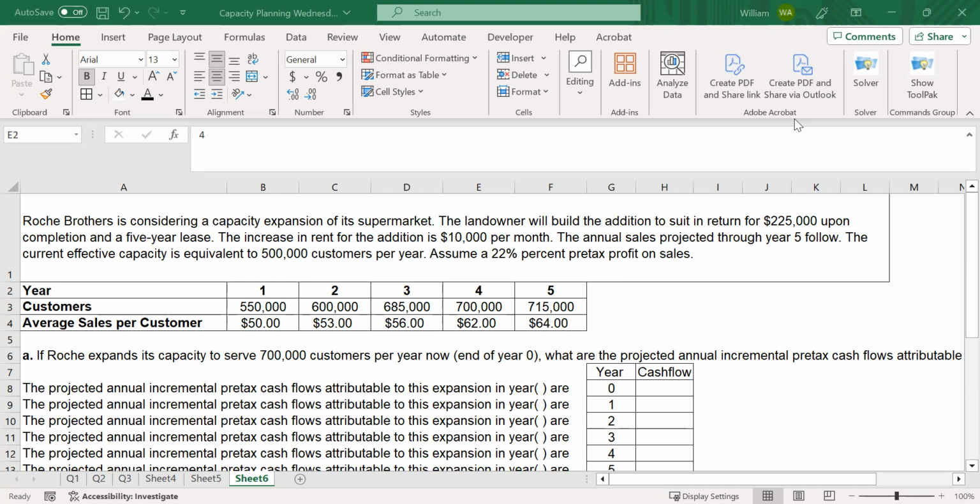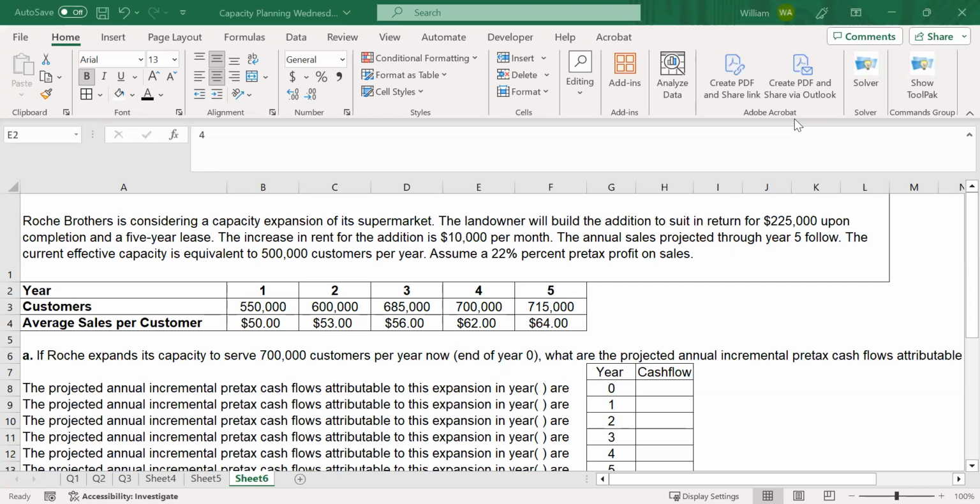that were asked here. This question read, Roche Brothers is considering capacity expansion of the supermarket. The landowner will build the addition to suit it in return for $225,000 upon the completion of a 5-year lease. Okay, the increase in rent for the addition is going to be $10,000 a month. Annual sales are projected for the 5 years below. Okay. The current effective capacity is equivalent to 500,000 customers a year. So with the current space, they can accommodate 500,000 customers. Assume a 22% pre-tax profit on sales.